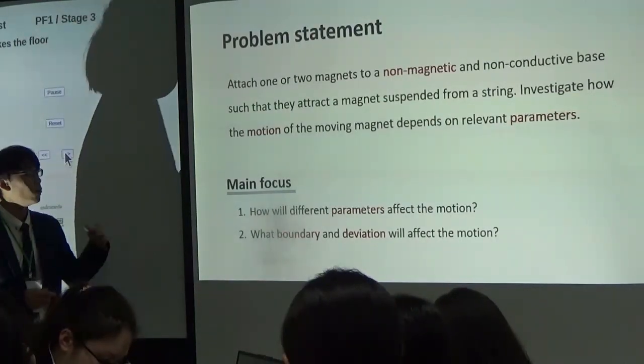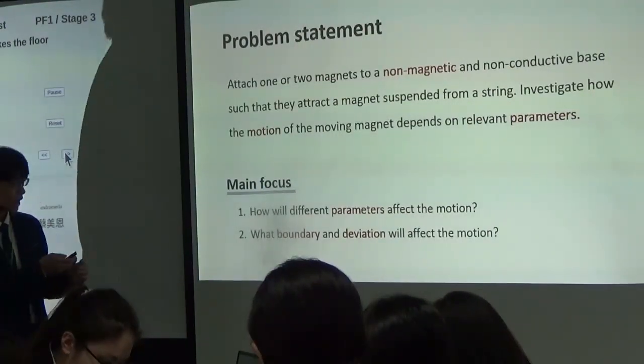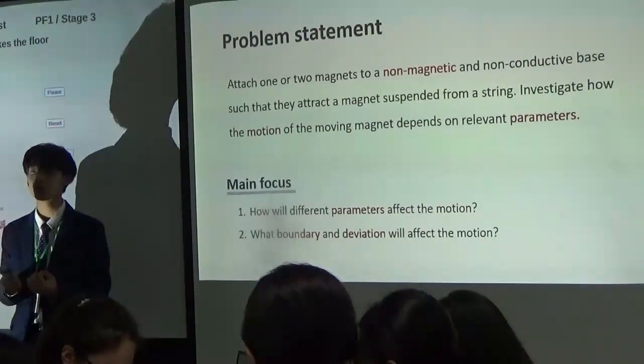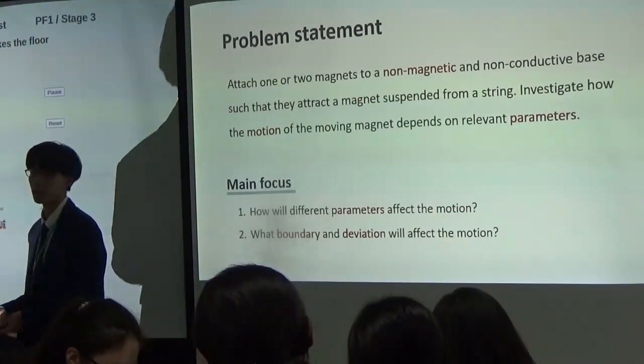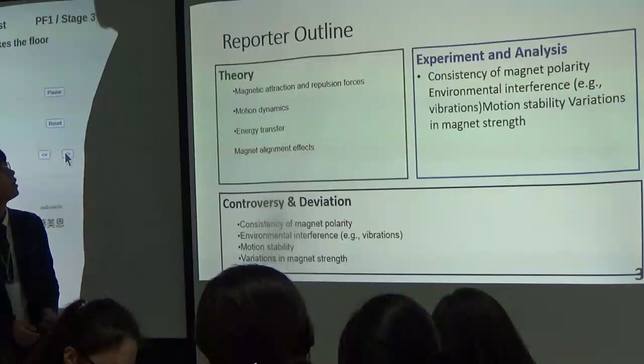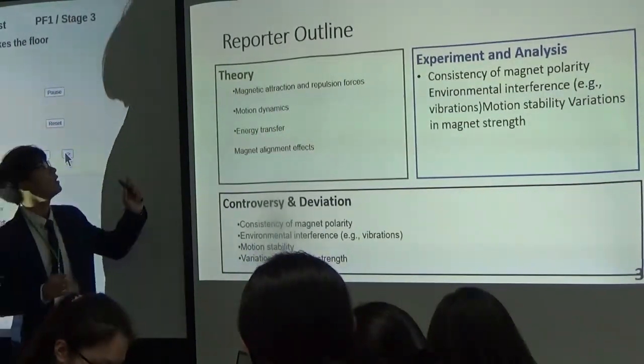And today, we'll be mainly focusing on how different parameters affect the motion of the magnet, and what boundaries and deviations will affect the motion of the magnet. This is the reporter's outline.